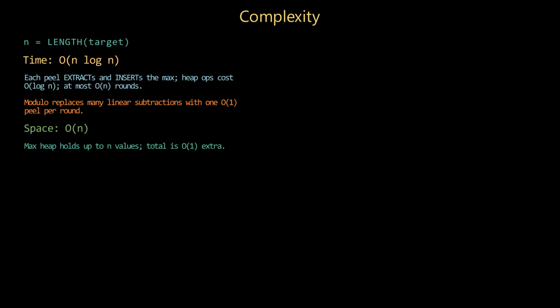N is the length of target. Time is O of n log n. Each backward peel extracts the max and reinserts the peeled value, and each heap operation costs log n. We perform at most O of n such rounds. Modulo replaces many linear subtractions with one step per round. Space is O of n for the max heap plus O of 1 for the running total.